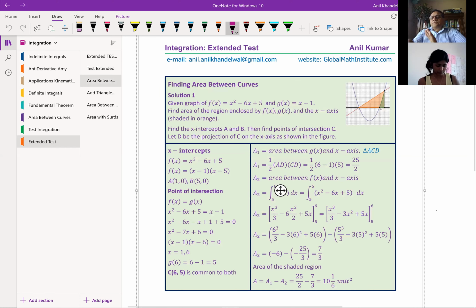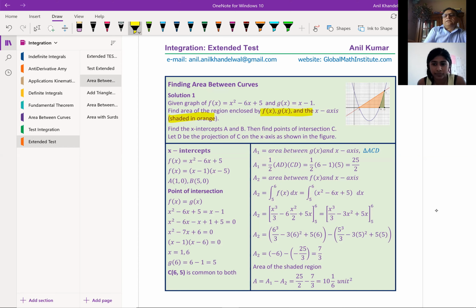So here is the solution, slightly enlarged view. Now again, the question here is, given graph of f of x equals x squared minus 6x plus 5 and g of x equals x minus 1, find the area of region enclosed by f of x, g of x, and the x-axis shaded in orange. I've written all this on purpose, so that it's very clear what I am saying here. Is that clear to you? Normally, they shade it in your case, so you know exactly this is the area.